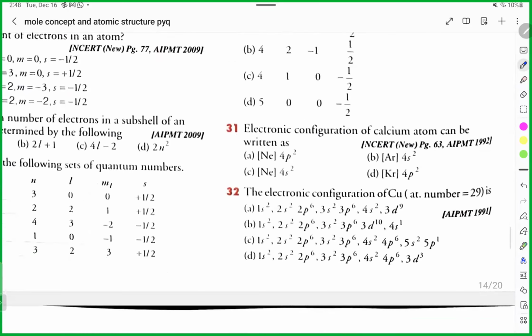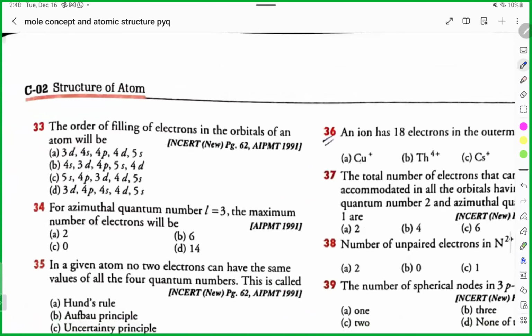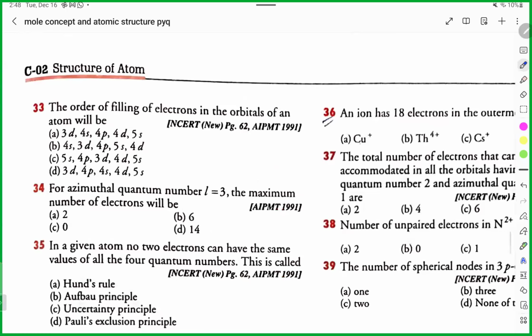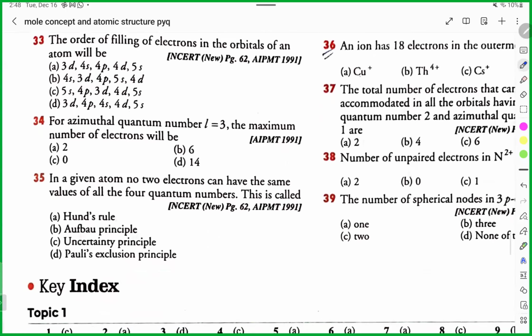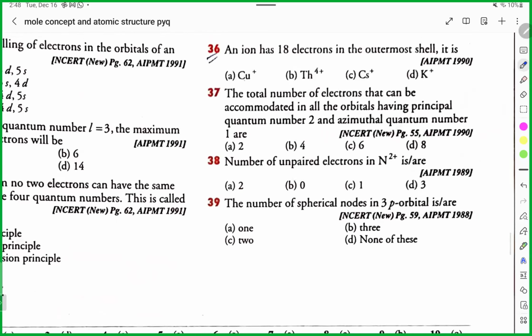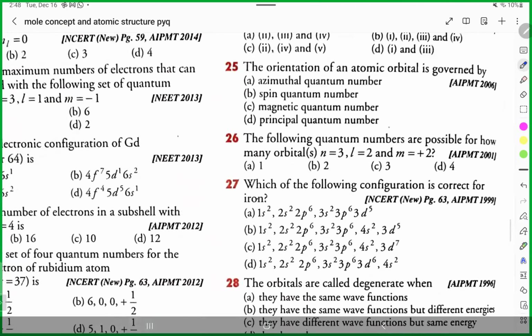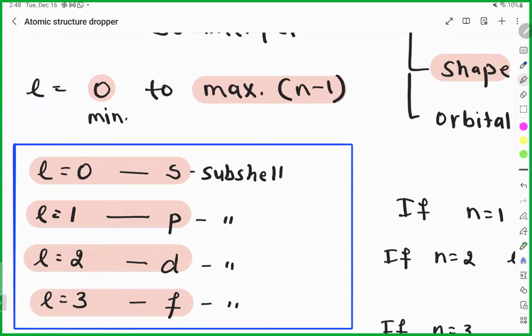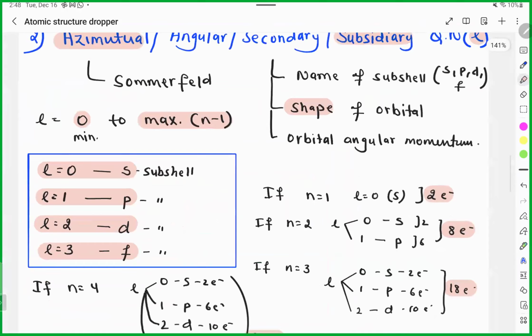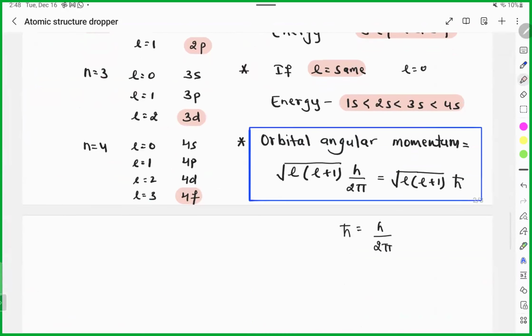Maximum number of electrons, all this stuff we will do, the remaining things after finishing this topic.